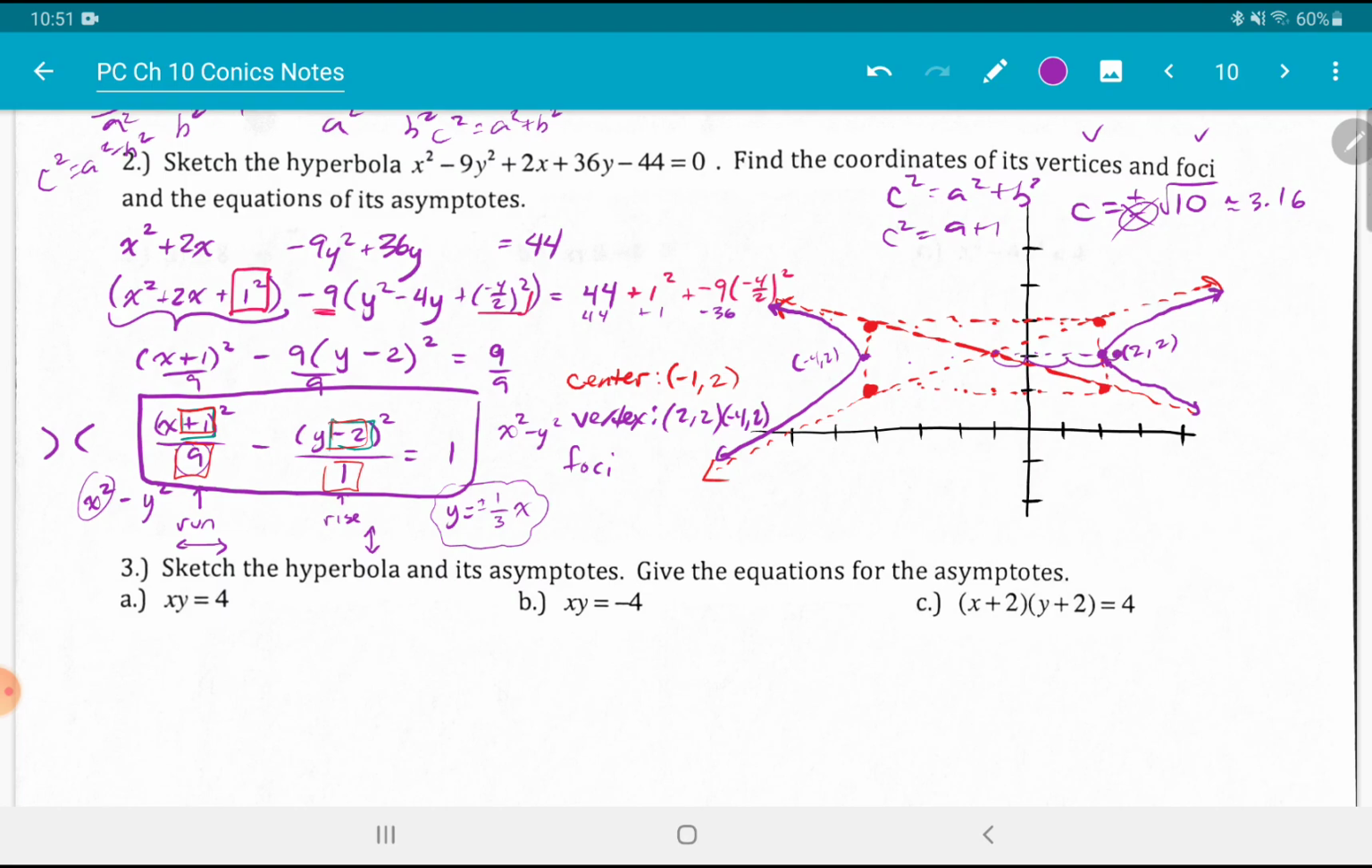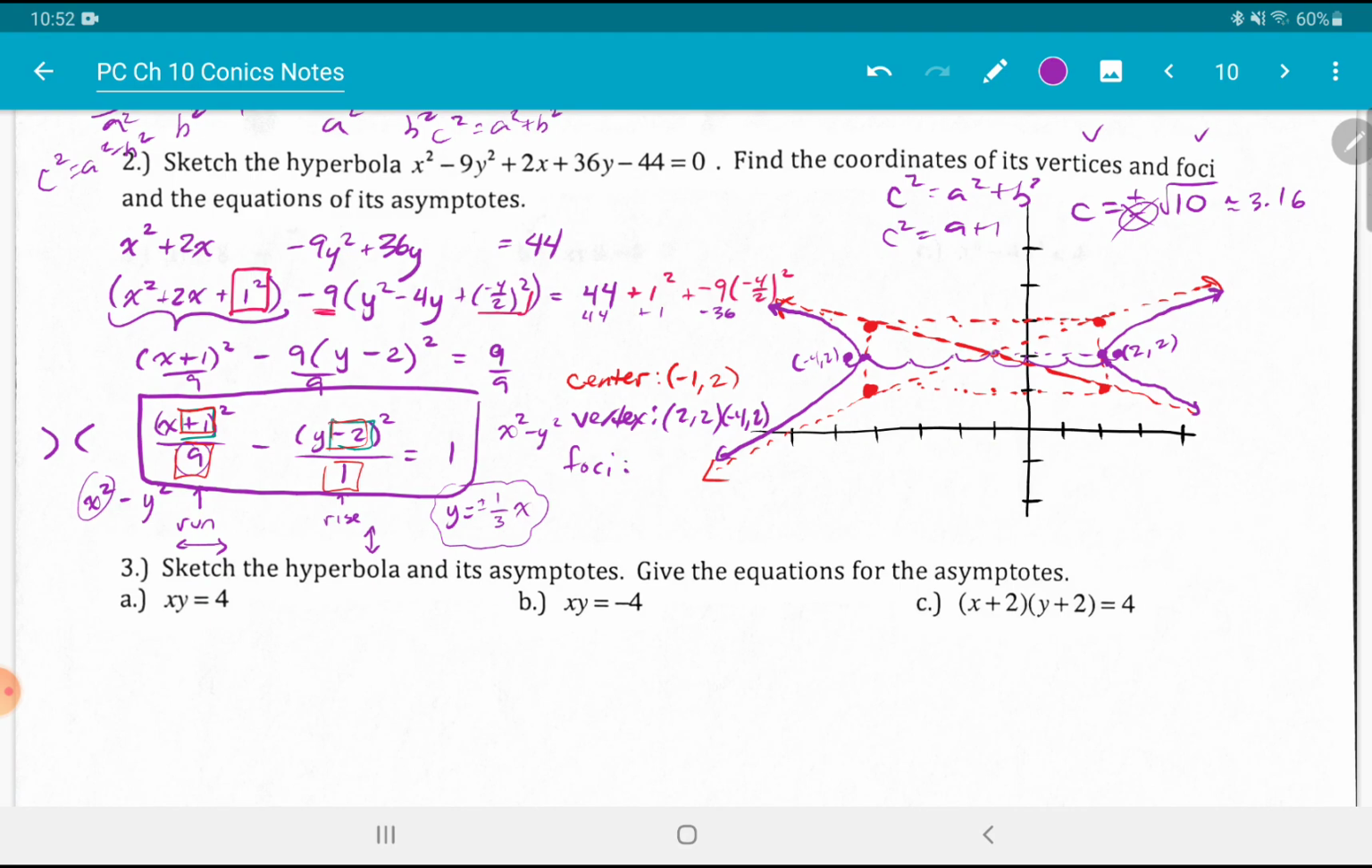Okay, so 3.16 from the center means you go over 1, 2, 3.16. That's why the foci is so close to the hyperbola, just like when we were talking about parabolas and their focus. Okay, and then on the other side you go 1, 2, 3, and another 0.16. That's where the other focus is going to be right there. Okay. So what is the ordered pair of the foci?